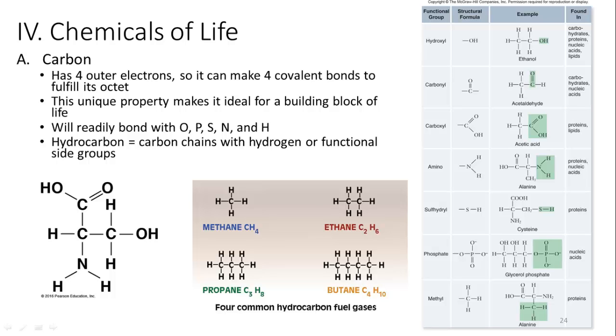It will also readily bond with oxygen, phosphorus, sulfur, nitrogen, and hydrogen. And it also makes these hydrocarbons: methane, ethane, propane, butane. These are just chains of carbons with hydrogens all around them. These are not compounds found in life, but they are byproducts of some biochemical pathways.